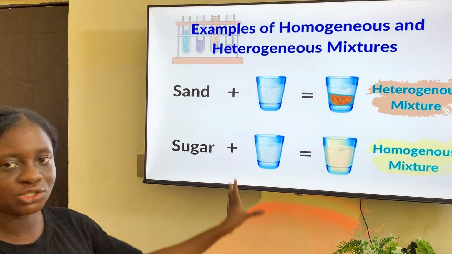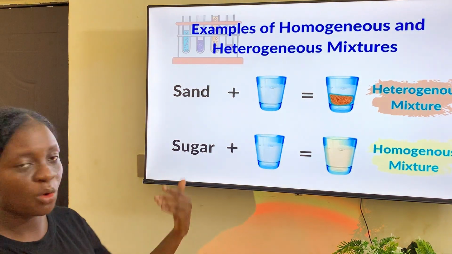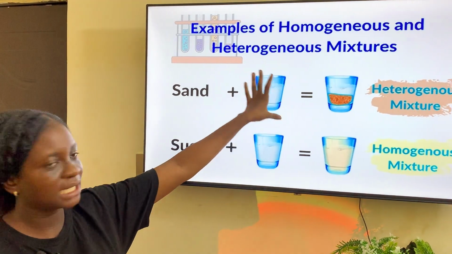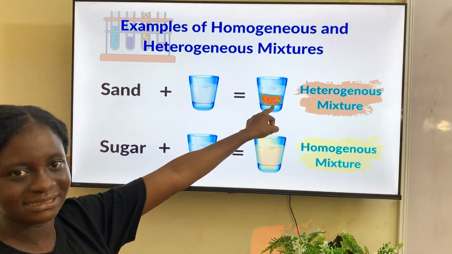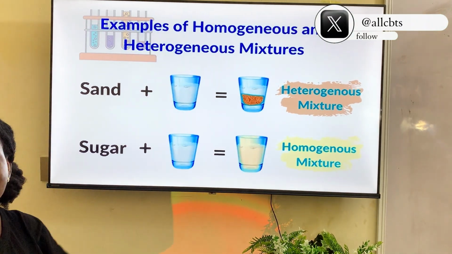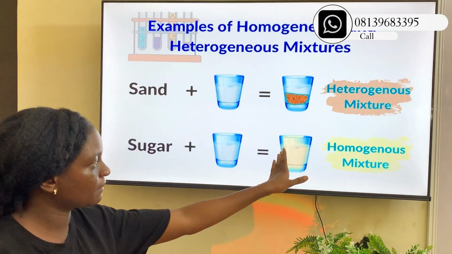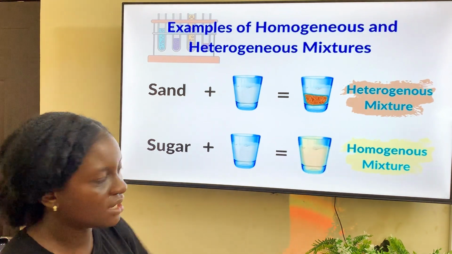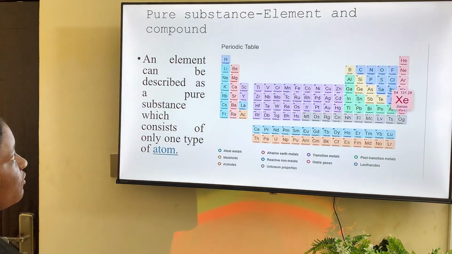Now, this picture also gives us a good illustration of homogeneous and heterogeneous mixture. This is a glass of water. Sand plus water, you can easily sight the sand in the water. That's heterogeneous mixture. It's as simple as that. Then sugar plus water, once dissolved properly, you can't even see the sugar in the water, so it dissolves totally. Then you have a homogeneous mixture. Everything mixed together and forms one phase.